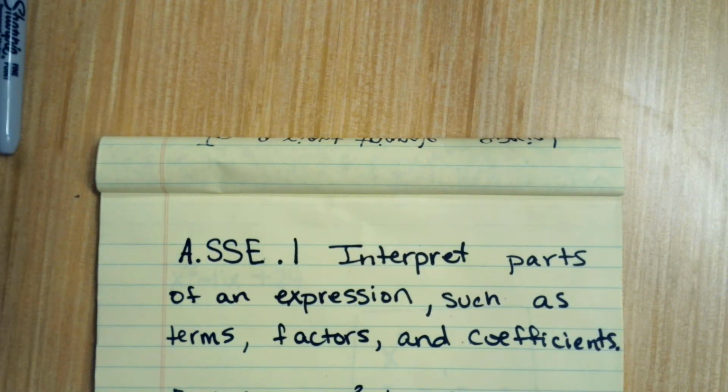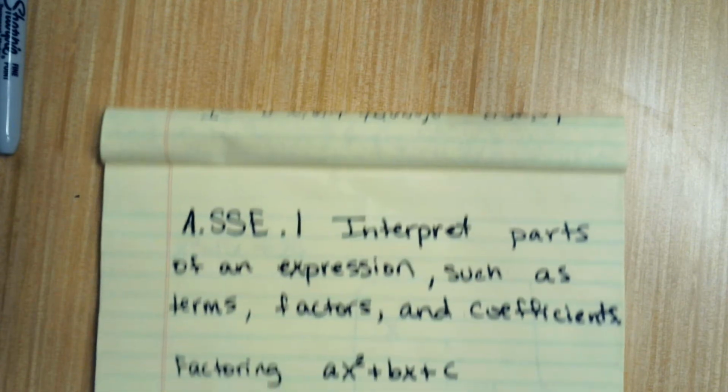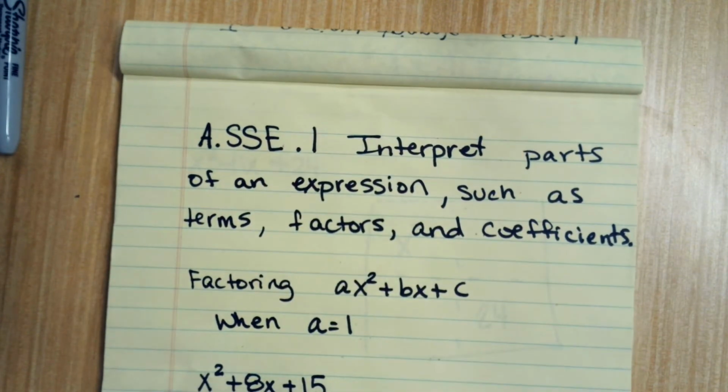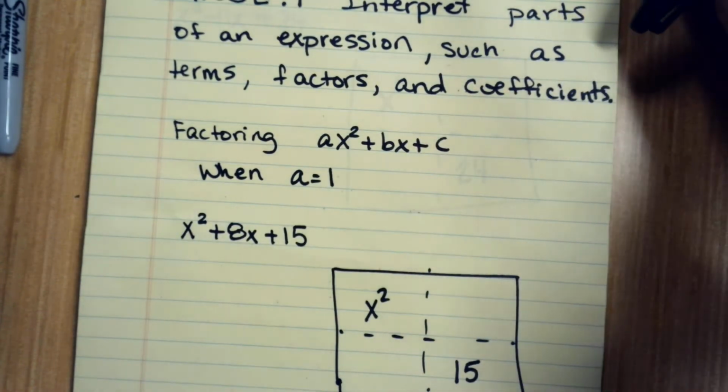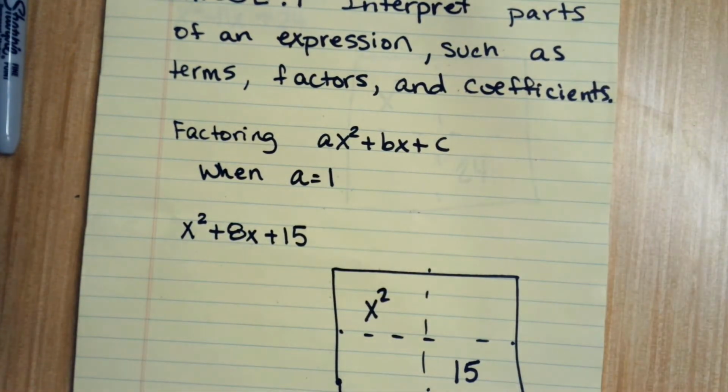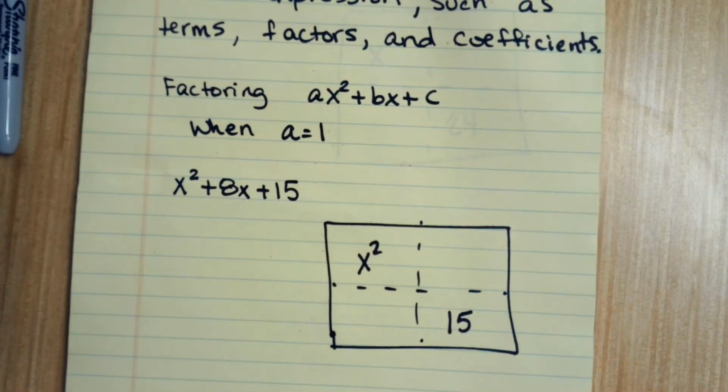This video is going to go over how to factor trinomials that are in the form of ax squared plus bx plus c when a is equal to 1. We're going to start with this first example here. It says x squared plus 8x plus 15. And I like to use the area model because it kind of gives us a place for each item and it helps us to stay organized.